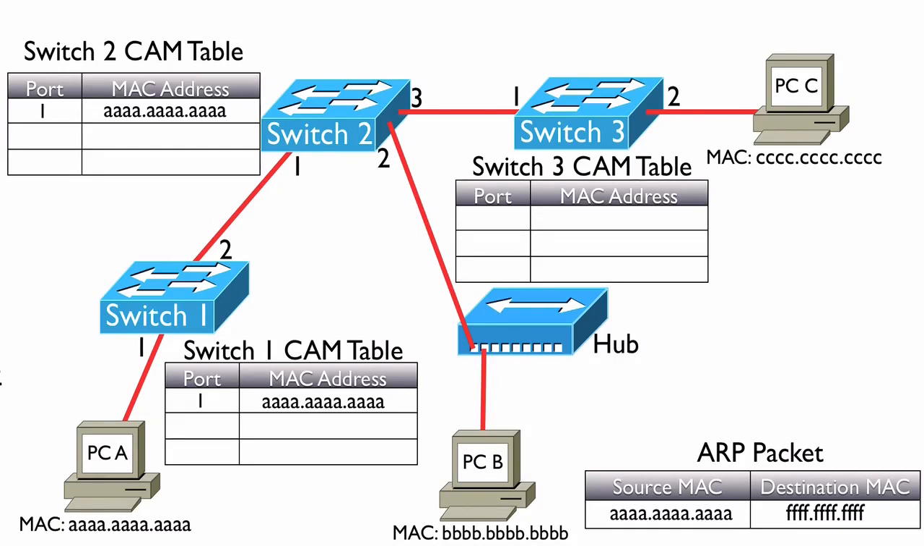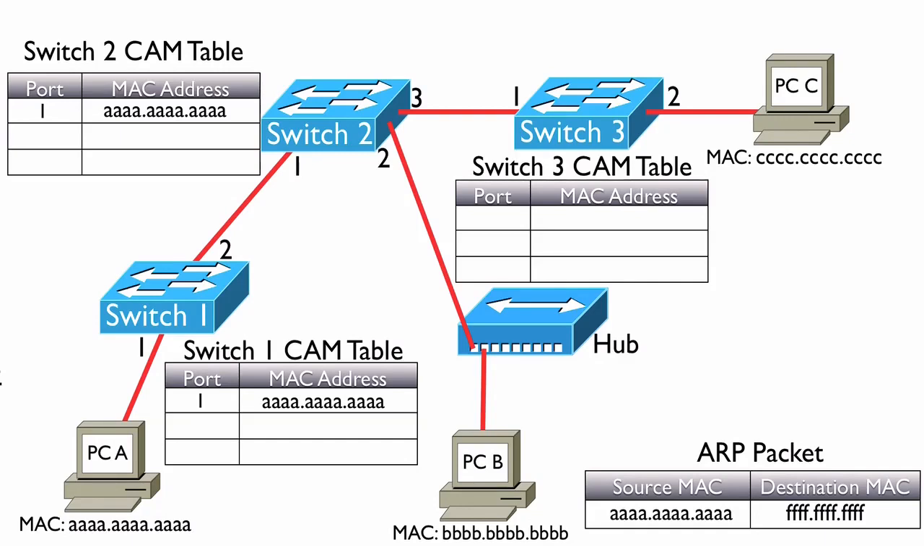And this is an important point. PCA is not directly attached to switch 2, but still it's available off of switch 2's port 1. That means that switch 2 wants to add to its CAM table that all A's MAC address is available off of port 1. Sure, it's a switch hop away, but that's okay. It's still available off of port 1.